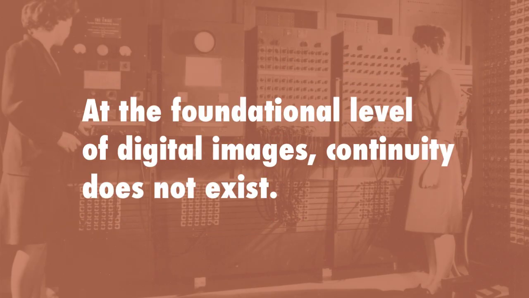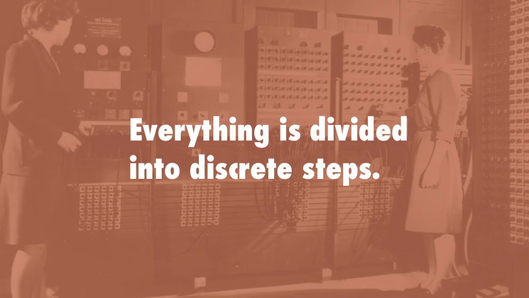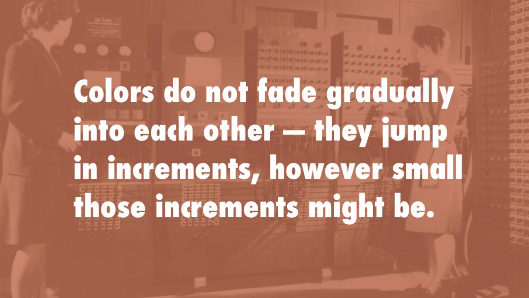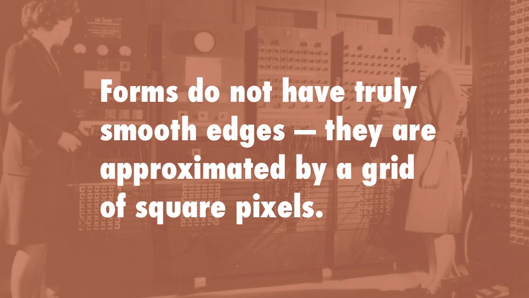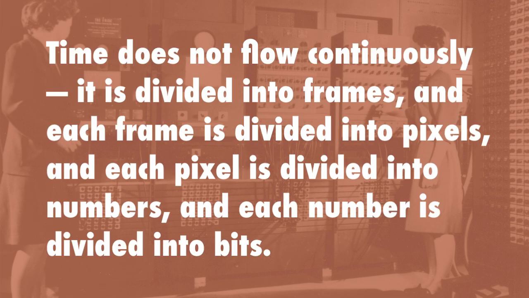Binary is different. At the foundational level of digital images, continuity does not exist. Everything is divided into discrete steps. Colors do not fade gradually into each other. They jump in increments, however small those increments might be. Forms do not have truly smooth edges. They are approximated by a grid of square pixels. Time does not flow continuously. It is divided into frames, and each frame is divided into pixels, and each pixel is divided into numbers, and each number is divided into bits.